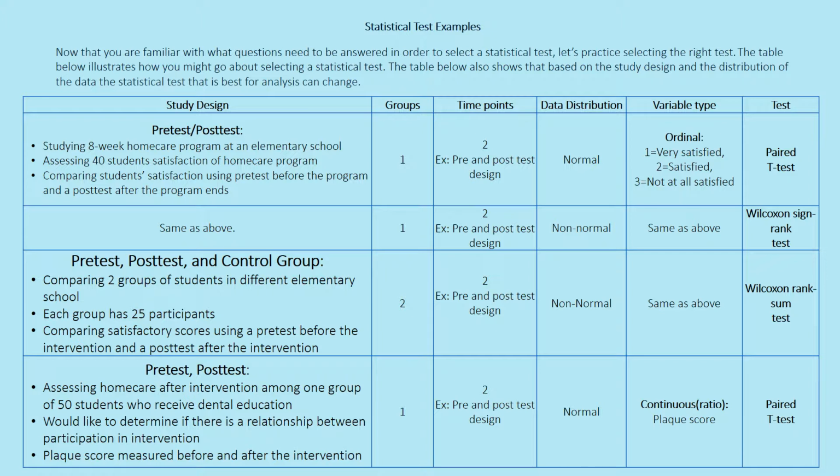We have study 1, which is our pre and post test. This is an 8-week program on home care. We are using one elementary school. We have one group, and it's a home care and a satisfaction type of study. So we give the students a pre-test and a post-test. We find out that our distribution is normal, and the type of variables are ordinal, 1, 2, or 3. We have provided them with more of a Likert type scale, so we have very satisfied, satisfied, and not at all satisfied. The test selection for this will be a paired t-test.